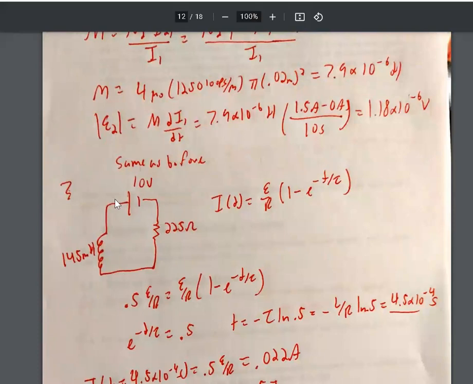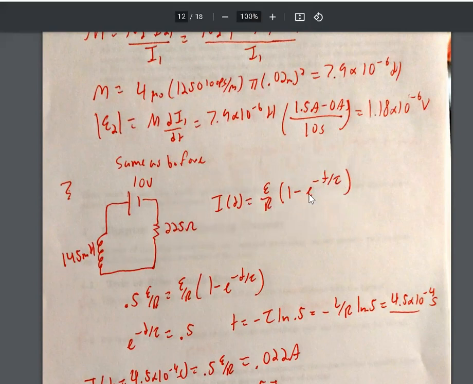So our circuit looks like this. We have our battery, we have our inductor, and we have our resistor. Now, the formula for the current in this circuit is given by this. It's the EMF of the battery divided by the resistance times 1 minus e to the minus t over tau.